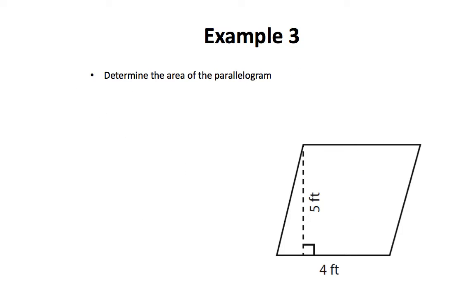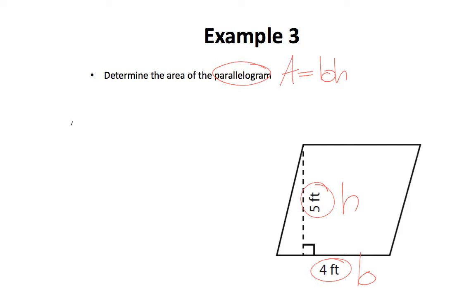In our third example, we want to determine the area of the parallelogram. If you recall, the equation for area of a parallelogram is just base times height. 4 feet is the base, while 5 feet is the height. Remember, the base and height must meet at a 90-degree angle. In other words, they must be perpendicular.